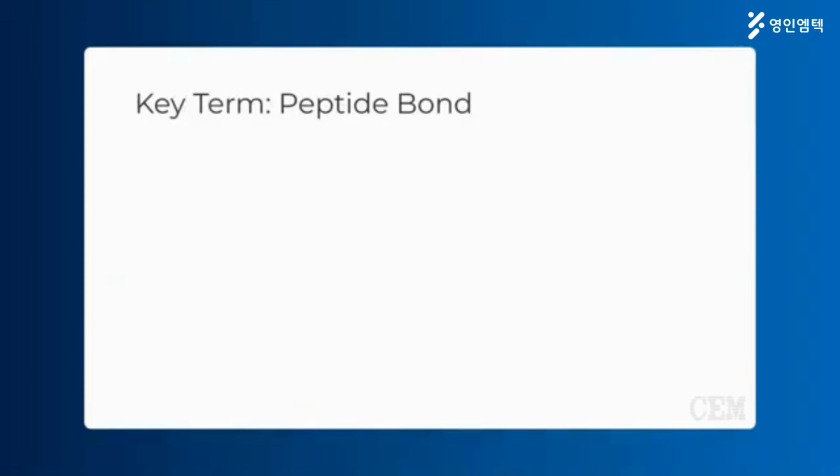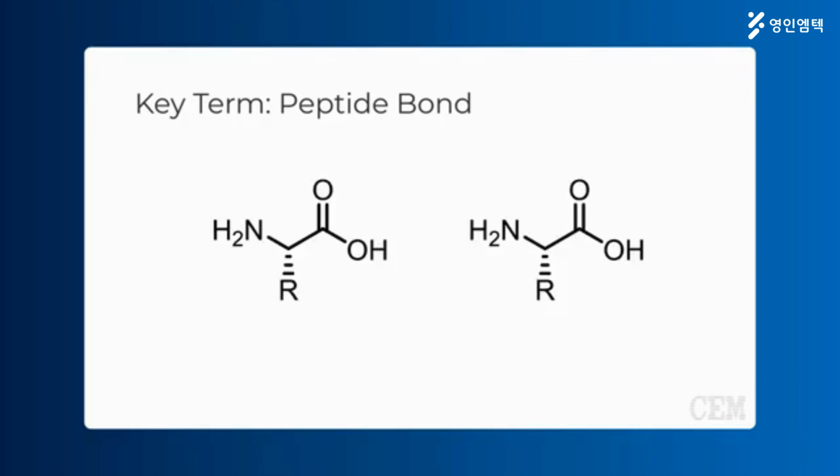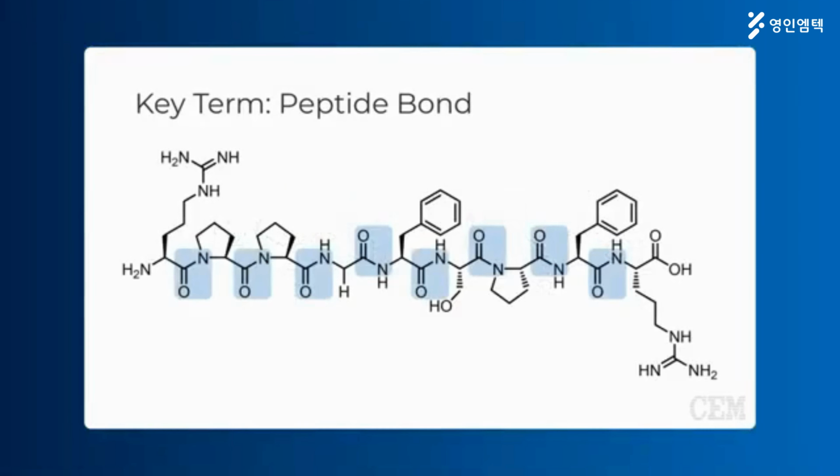A peptide bond is a covalent bond that forms through a condensation reaction between the carboxyl group of one amino acid and the amino group of another. The resulting amide bond links amino acids together in a chain, forming the backbone of peptides and proteins. Notice the highlighted peptide bonds here in bradykinin.